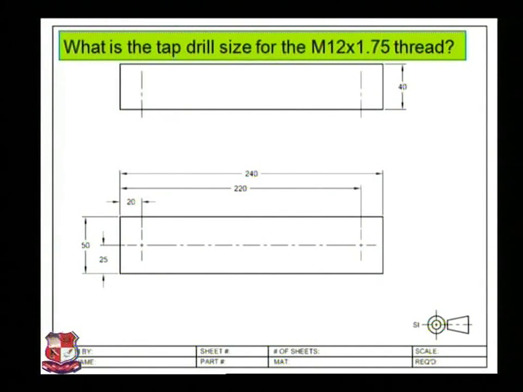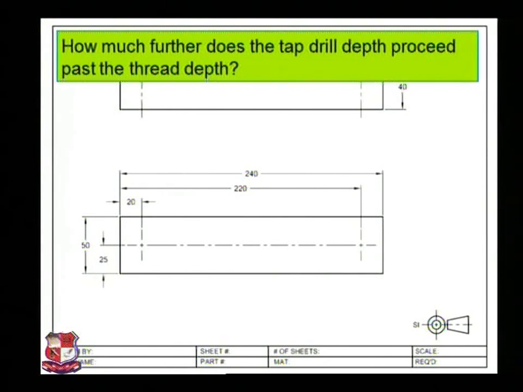Number 1, what is the tap drill size for an M12 by 1.75 thread? Insert that size over here. So this is the detailed drawing with tap drill size for M12 by 1.75, that is 10.3. How much further does the tap drill depth proceed past the thread depth? That we should compute from the assembly drawing, and appropriately we can draw it in the views.